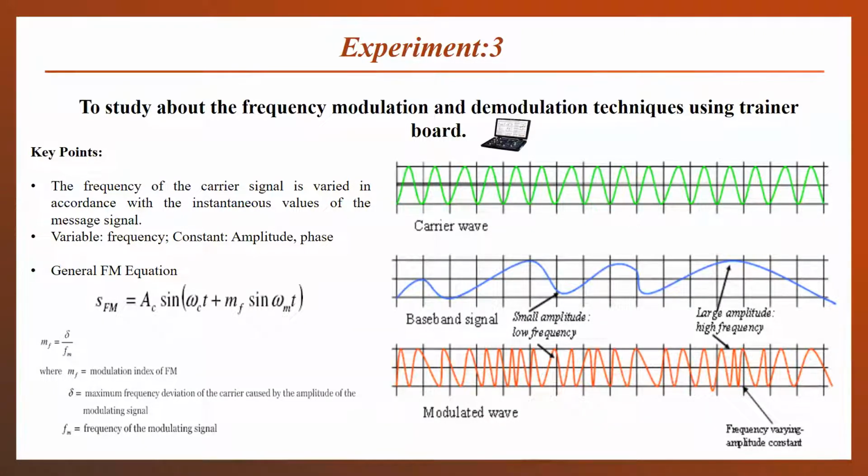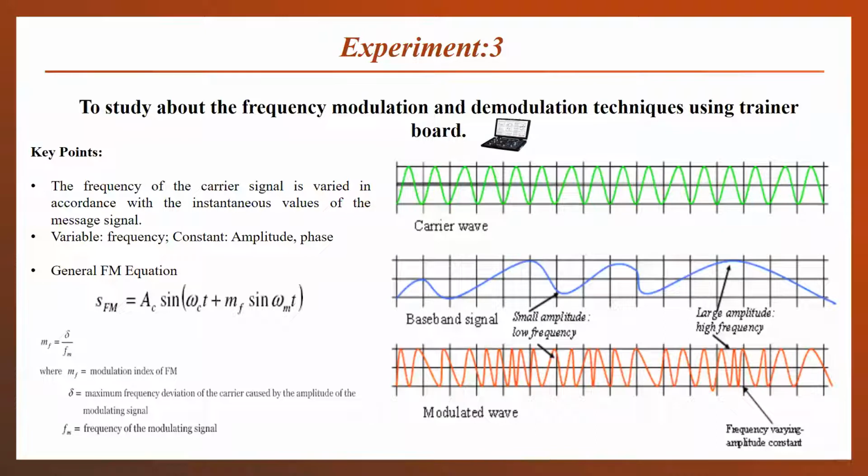Frequency modulation is the scheme in which the frequency of our high frequency carrier signal is varied in accordance with the instantaneous values of the message signal. Earlier, we learned about amplitude modulation, in which the amplitude of the carrier signal is varied, whereas in frequency modulation, the frequency of the carrier signal is varied.